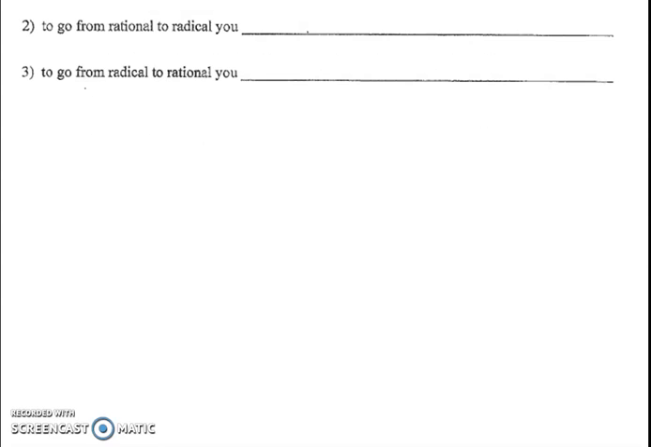Okay, so rational just means exponents, and radical means like square root signs. To go from exponents to radicals, that's similar to 14 through 23 in your assignment.